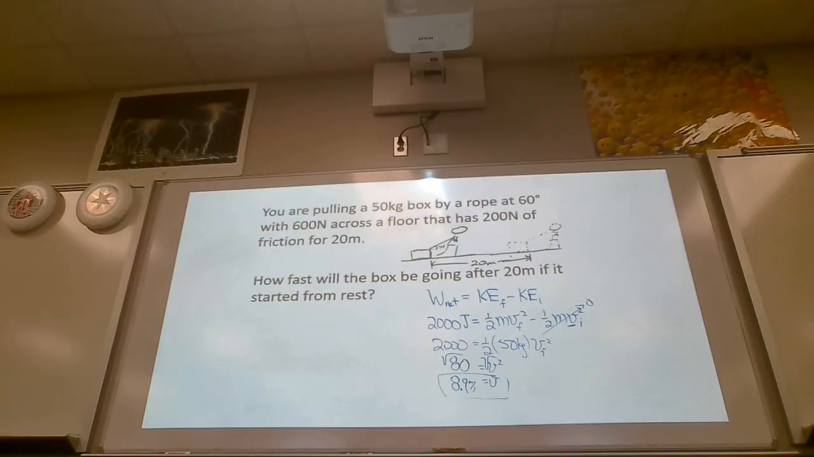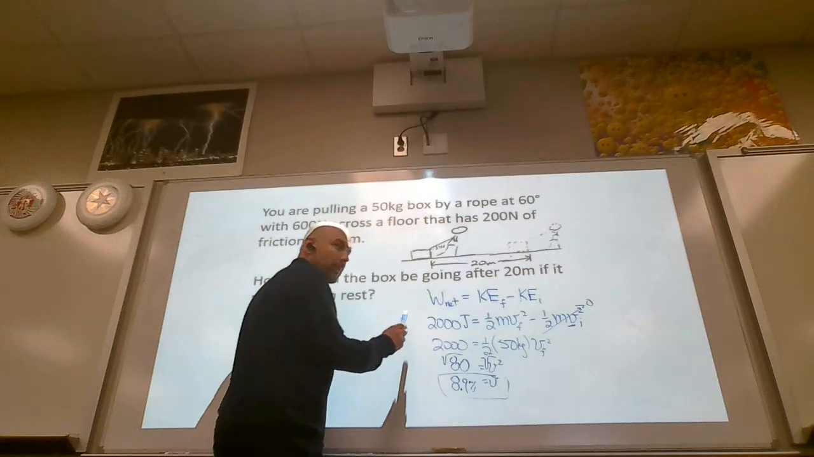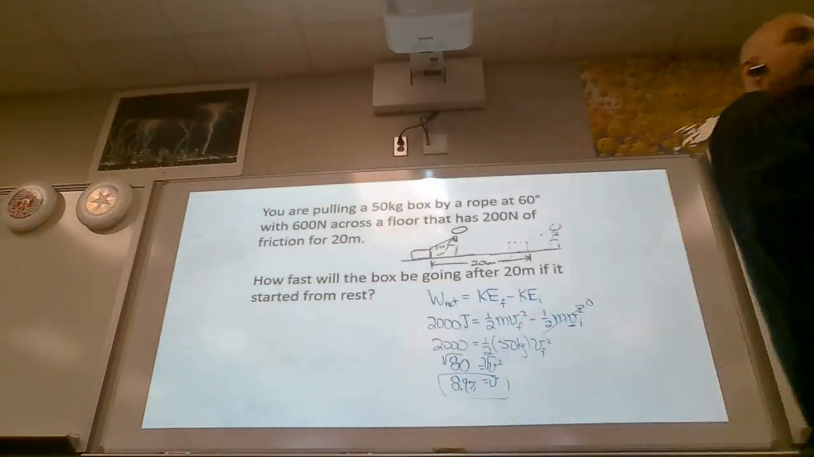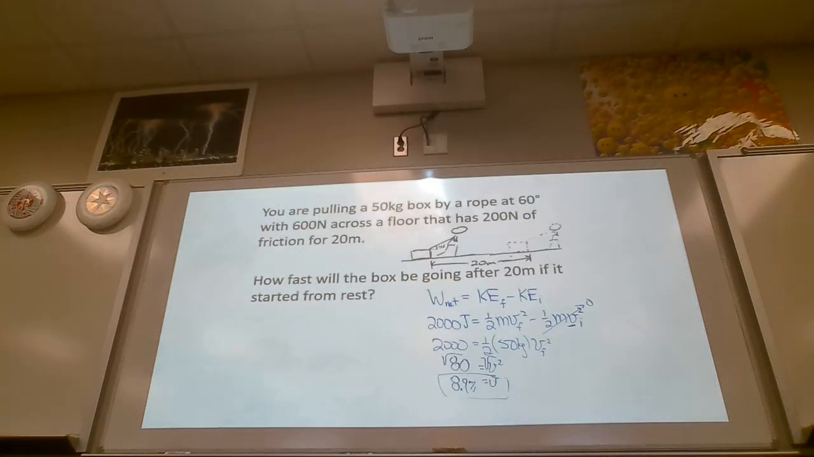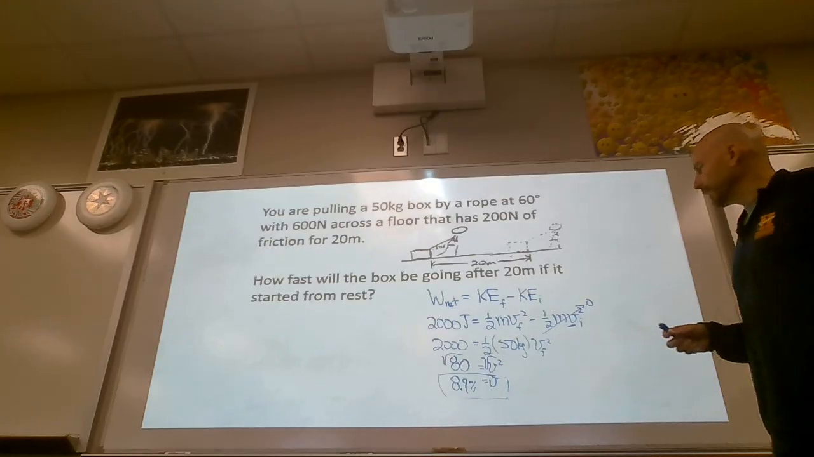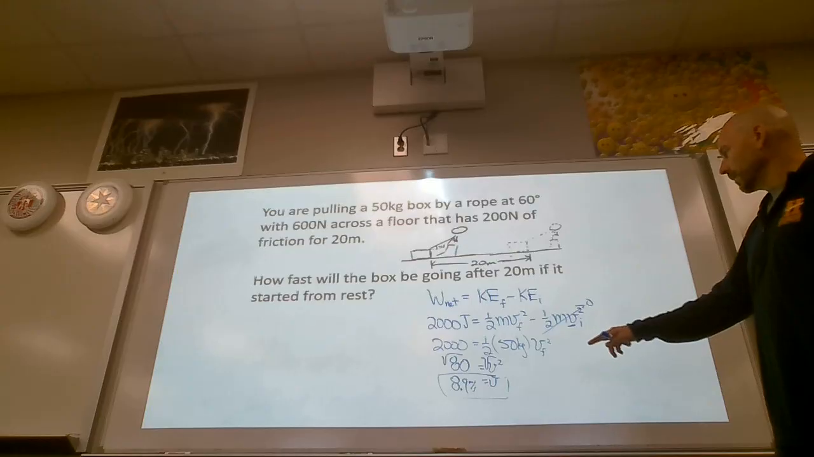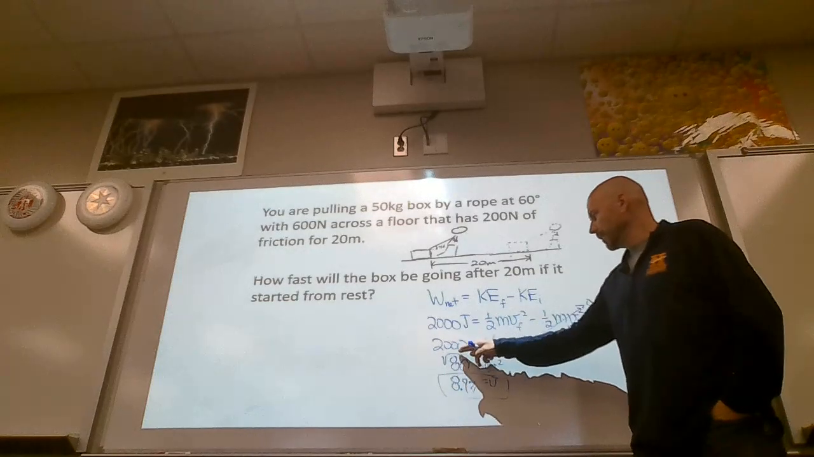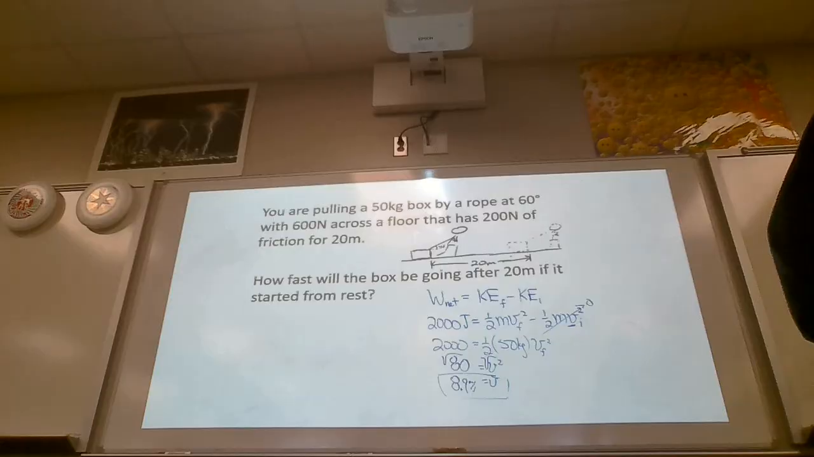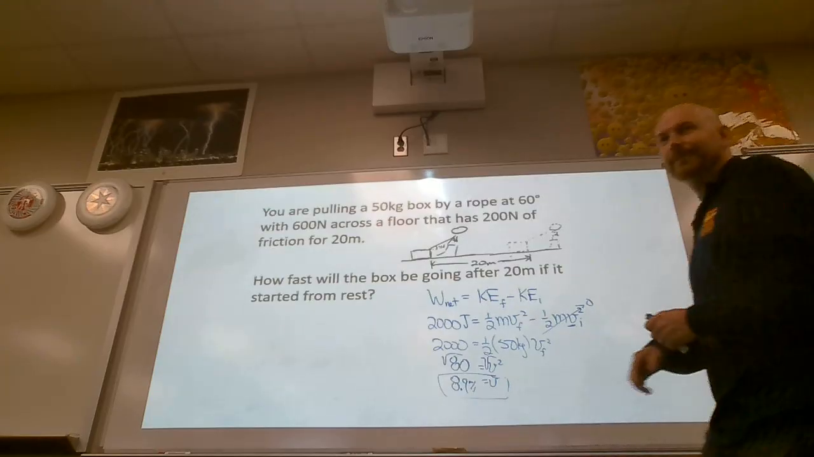How are we doing with that? We've incorporated the 20 meters already into the work. That's where that got used. So if it just asks to find kinetic energy, because you would take away the initial, would it just be, without using the formula, 2,000? It will be 2,000. Yep. Good with that? Questions there?